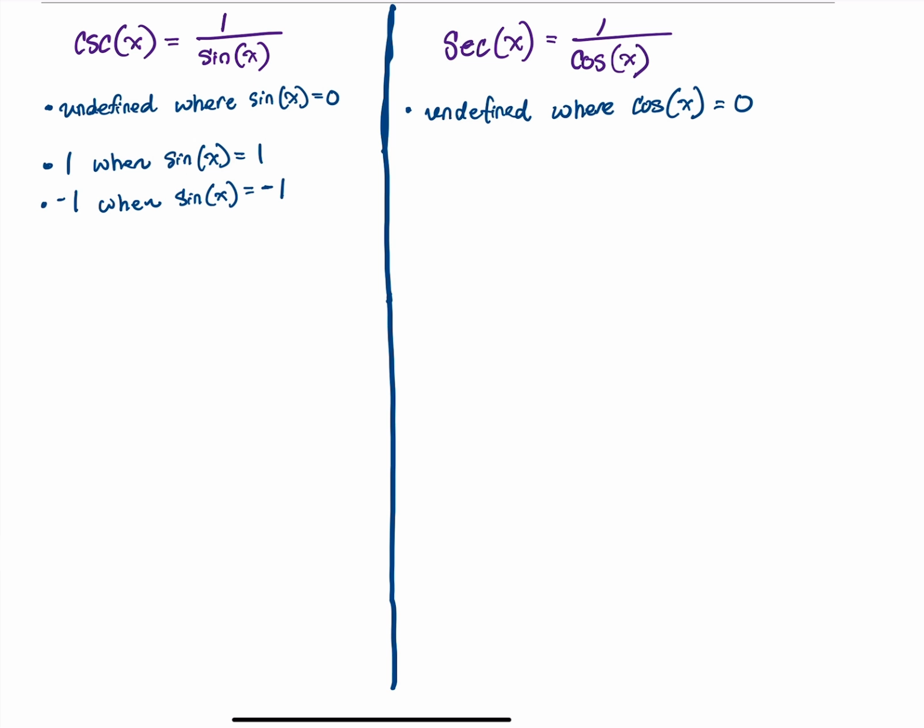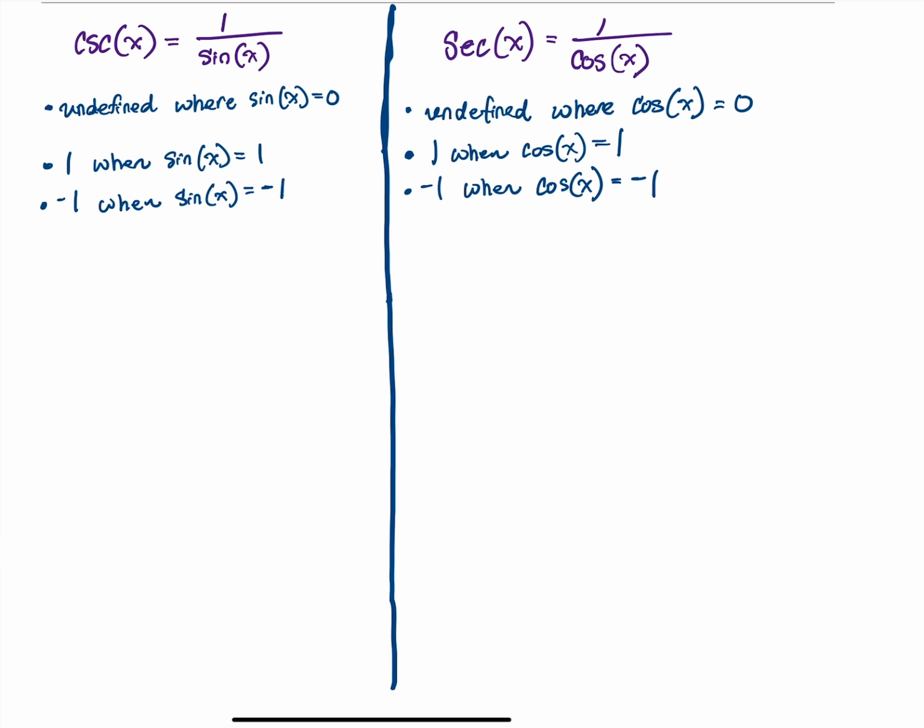We can say pretty much the same thing over here for the secant, just in terms of the cosine. It'll equal +1 when the cosine is equal to +1, and it will equal -1 when the cosine is equal to -1. And it will be undefined where the cosine is equal to 0.